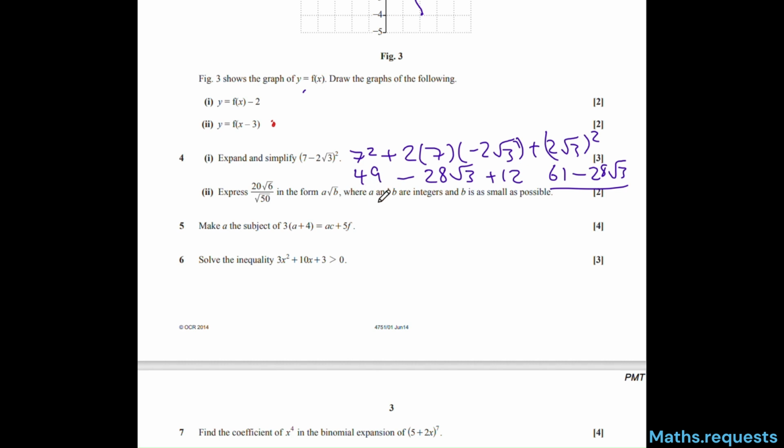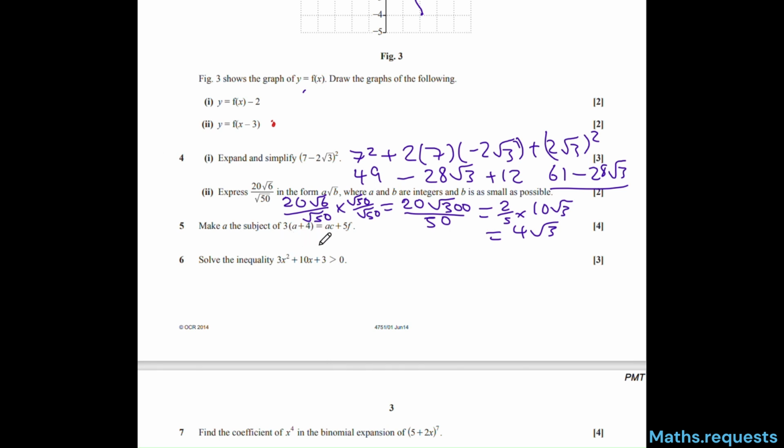Express 20 root 6 over root 50 in the form a square root b, where a and b are integers and b is as small as possible. So 20 root 6 over root 50, you would times it by root 50 over root 50, which is the same as 1. So we would get 20 square root, and 6 times 50 is 300 over 50. So square root 300 is the same as 10 root 3. So it would be 2/5 times 10 root 3, which gets you 4 root 3.